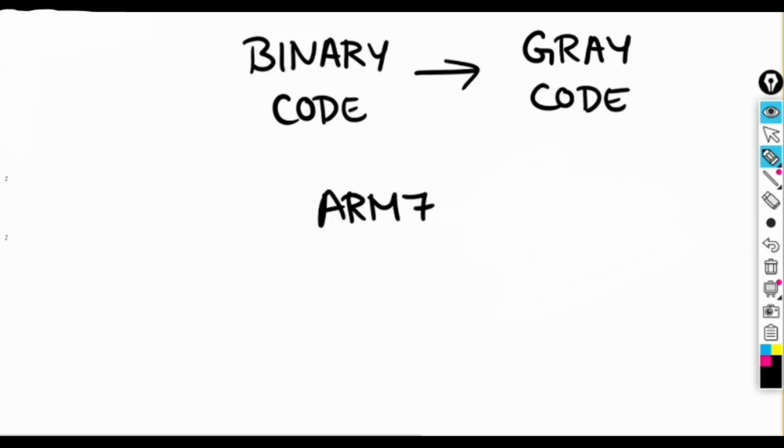So hello everyone. Today we are going to learn how to convert binary code into gray code using ARM7 assembly language on the LPC2148 microcontroller in Keil Vision.